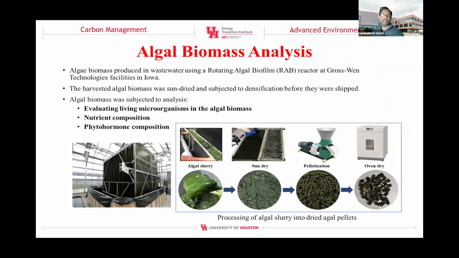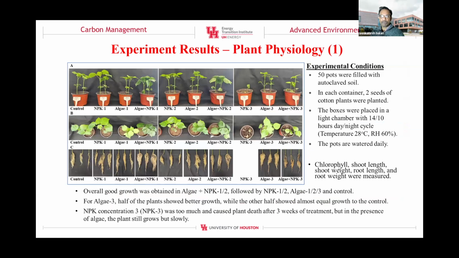So what we did was we took the slurry, sun dried it, pelletized it, and then oven dried it to make a pellet like this. And then we used them for growing plants. That was a trial experiment done at UFH, and I'm going to share some of the results with you.